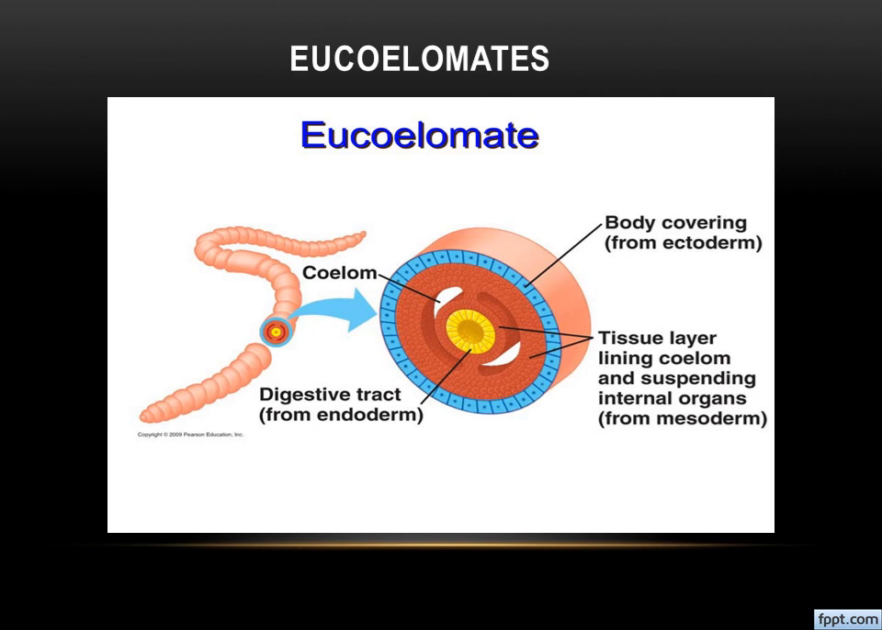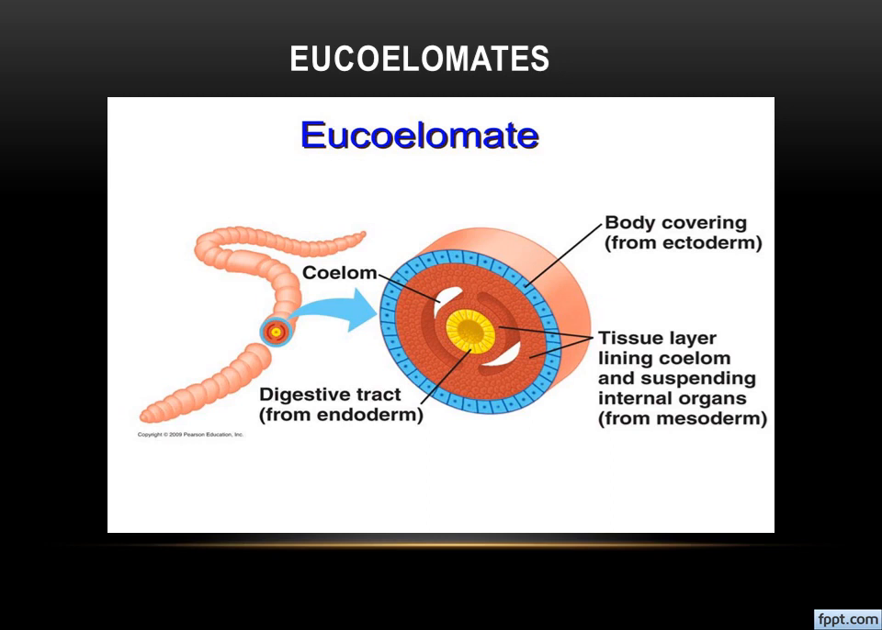This is the third one, that is eucoelomates. It is clearly mentioned here that this cavity is exactly present. So look at the figure. The outer layer is the ectoderm, the middle layer is the mesoderm, and the inner layer is the endoderm. The endoderm is marked in yellow color. Inside, there is a cavity, a space, that is the gut, actually the digestive system.